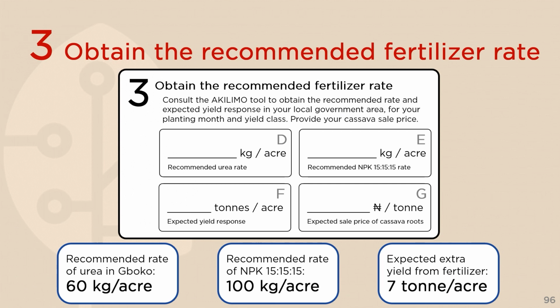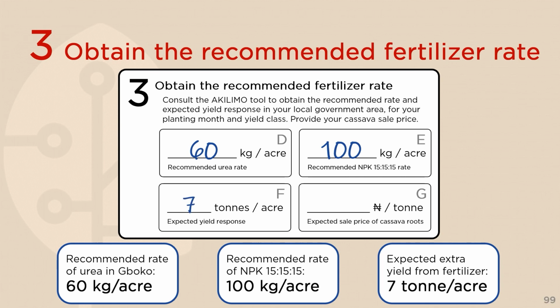In step 3, we can indicate these values because we will need them to verify the profitability of fertilizer. In box D, provide the recommended urea rate obtained from the flyer. For our example, this is 60 kg per acre. In box E, provide the recommended NPK rate. For our example, this is 100 kg per acre. In box F, provide the expected yield response. This is 7 tons per acre.